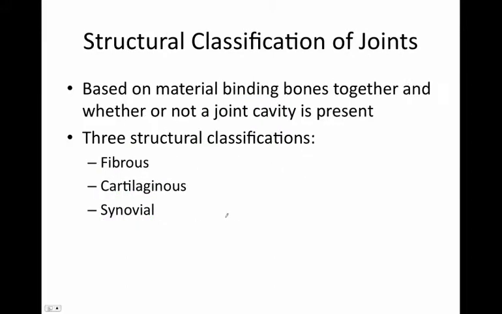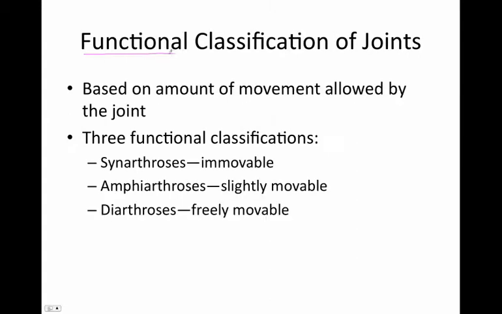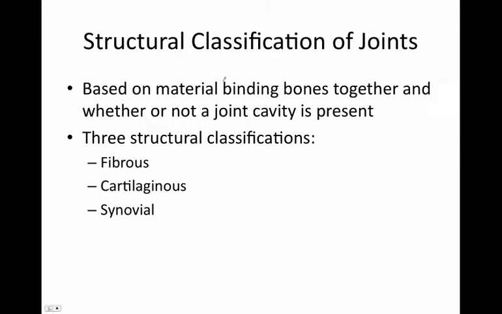So continuing along this line, we're going to take a look at the material that's binding bones together. So here we're interested in this structural classification, and previously we were taking a look at a functional classification. In our structural classification, we're taking a look at the material binding the bones together and whether or not a joint cavity is present. A joint cavity is an important structural classification that we need to look at. Within this, the three structural classifications are fibrous, cartilaginous, and synovial.